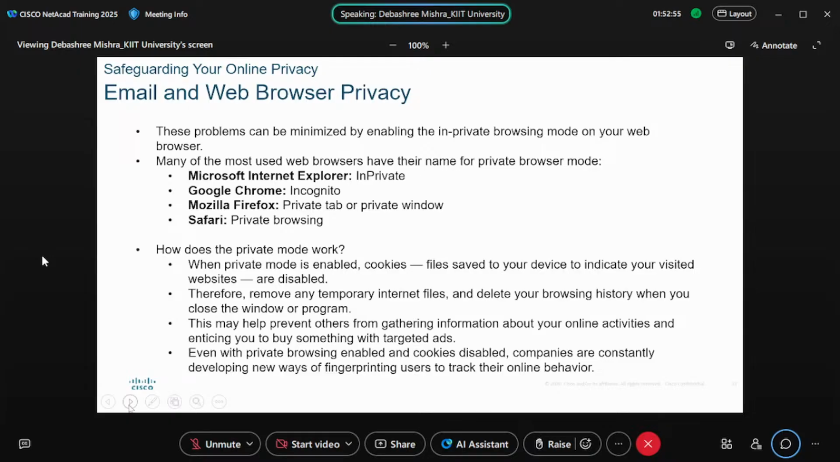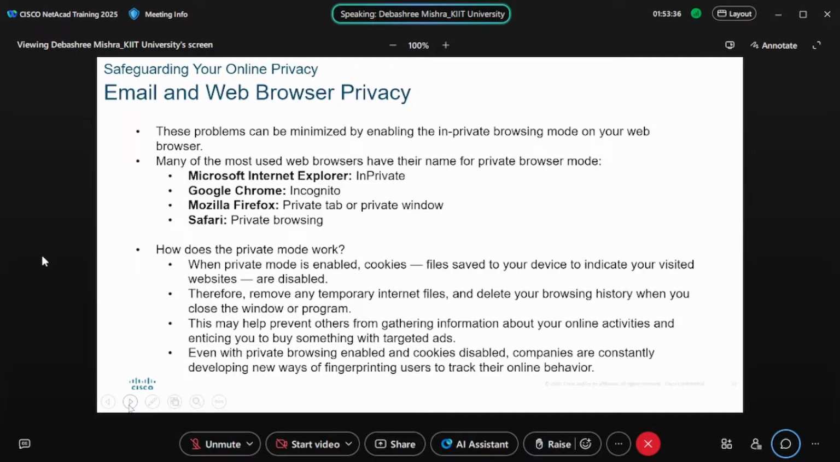When private mode is enabled, what will happen to the cookies? The files that you have saved to your device indicate which sites you have visited. When you put it on private mode, it will not check your cookies, or we can say the websites you have already visited or whatever you have saved will be disabled. That means the registry maintained will be disconnected.